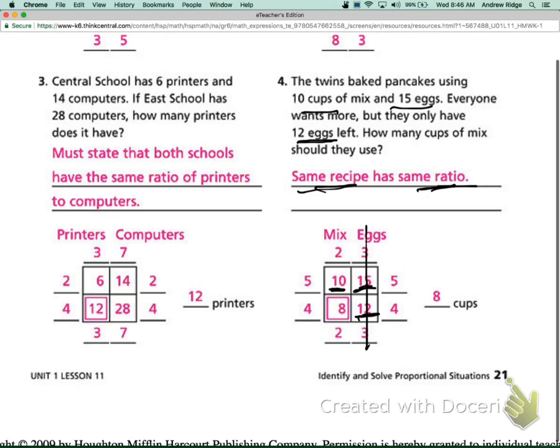So, then we just need to figure out what goes through both of them. And 5 goes through both 10 and 15. 2 times 5 will give you that 10. 3 times 5 will go into the 15. 3 times 4 is the 12. So then we just need to worry about 2 times 4. And that gives us the 8, which is 8 cups.